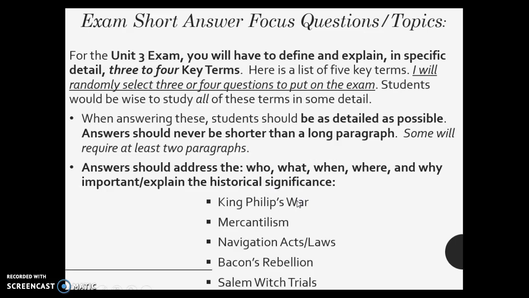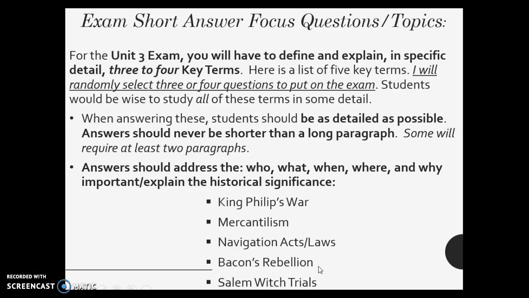What do I mean by that? I mean the consequences. How did this impact the world going on, right? So King Philip's War is going to have an impact on New England. It's going to have an impact on Native Americans, on the English imperial system. Mercantilism, it's an economic system. That's going to have a big impact on all sorts of things.